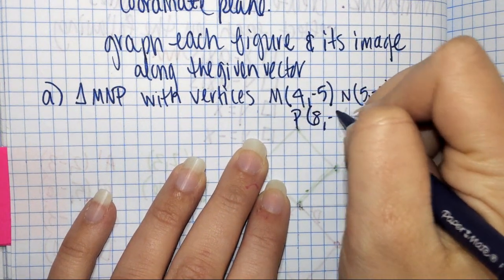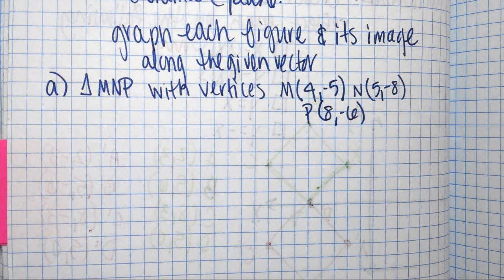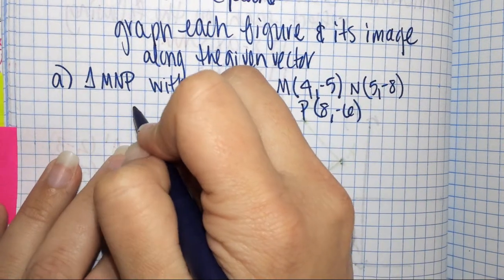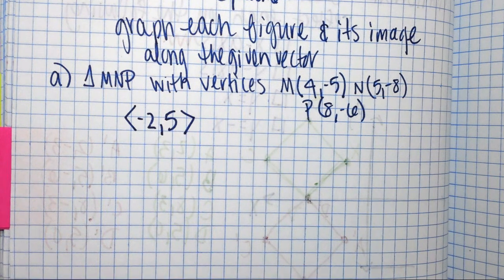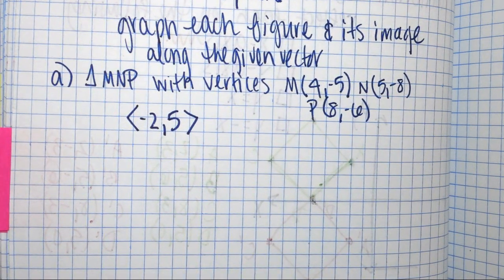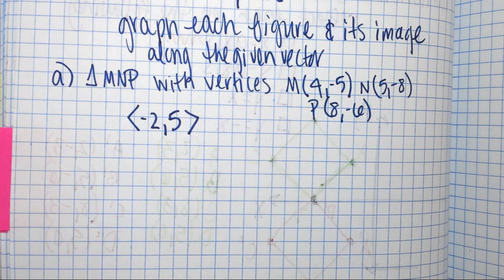Alright, and then the vector is going to be, this is how you write a vector. Okay, so this time, are we going to add 2 to our x's, or are we going to subtract 2 from our x's? Because it's negative. To our y values, what are we going to do? Add 5.